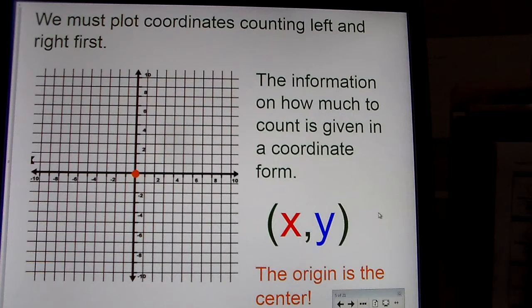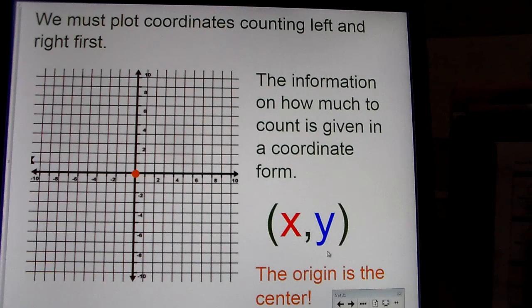So our goal here is to plot the coordinates. We must plot the coordinates counting left and right first. That first number tells us left and right, aka our x value, which I highlighted here in red, tells us to go left and right first. If it's a negative number, we count left. If it's a positive number, we count right when we're referring to the x value, that first number.